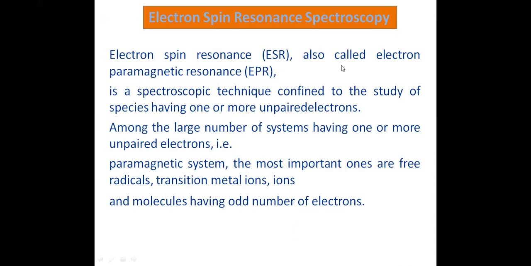So this electron paramagnetic resonance spectroscopy is a technique confined to the study of species having one or more unpaired electrons. Among the large number of systems having one or more unpaired electrons, that is, paramagnetic systems, the most important ones are free radicals, transition metal ions, and ions and molecules having an odd number of electrons. So what is the principle behind ESR spectroscopy?